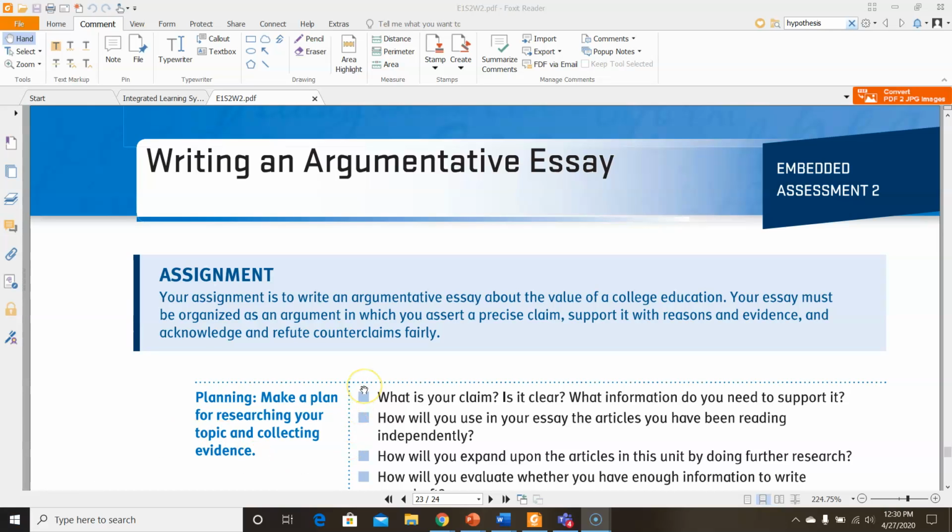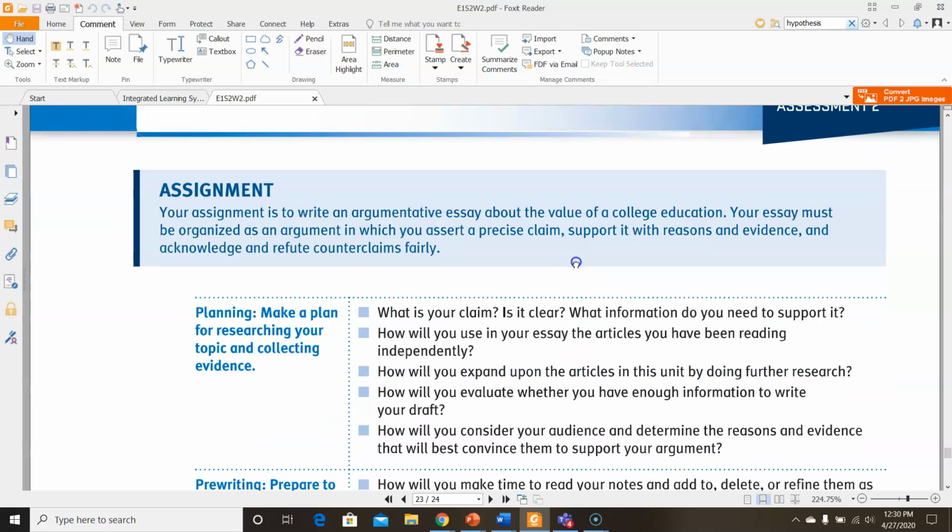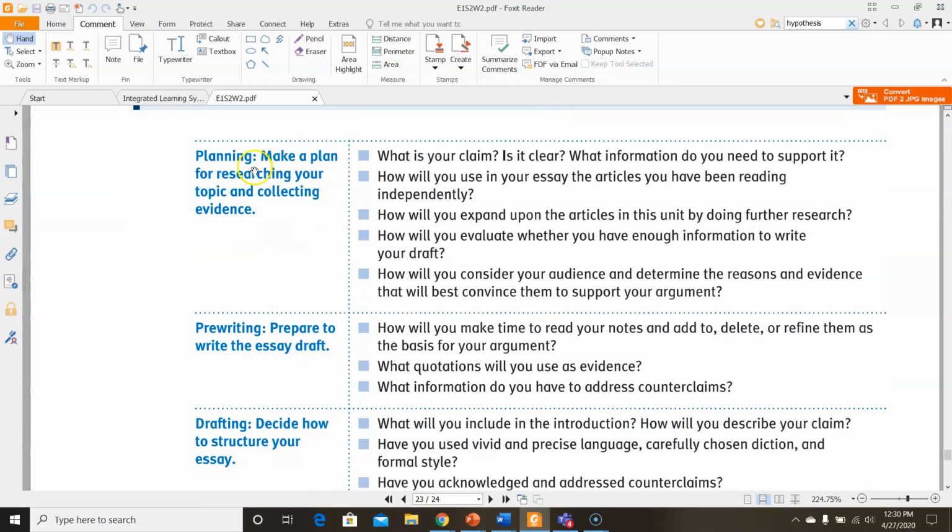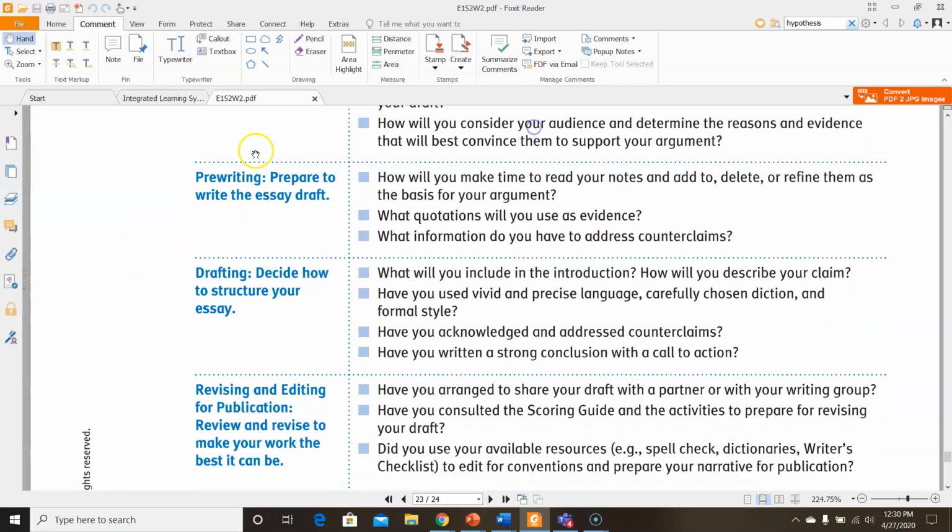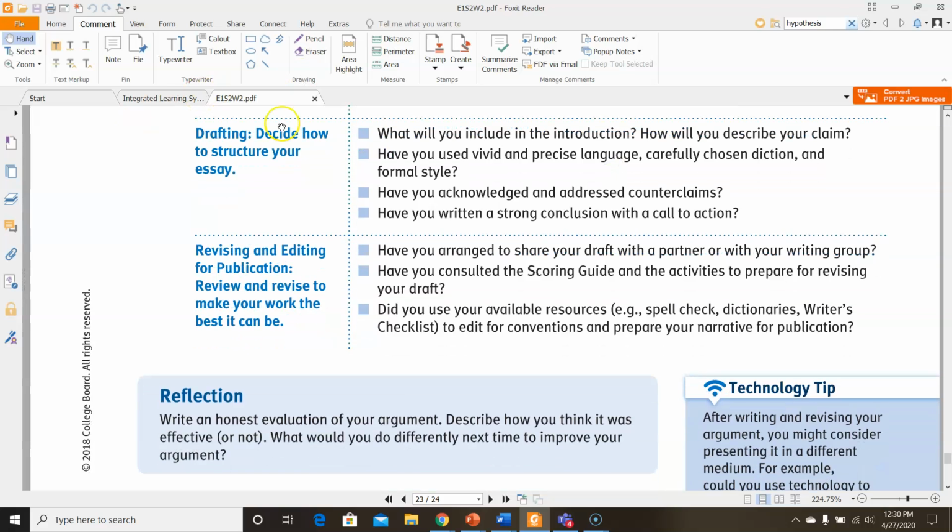Now, if you look at the assignment, it has several different sections. To begin with, it has planning. Make a plan for researching your topic and collecting evidence. The second section says pre-writing. Prepare to write the essay draft. The next section says drafting. Decide how to structure your essay. And then we have revising and editing for publication, review and revise to make your work the best it can be. After all that, we have a reflection, to write an honest evaluation of your argument.